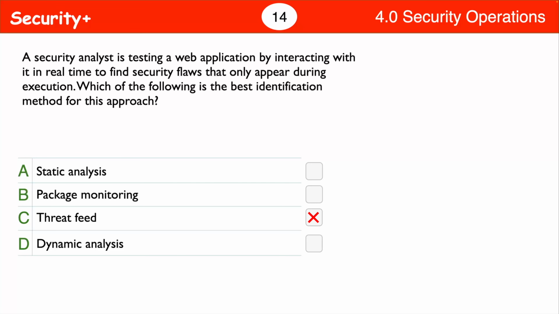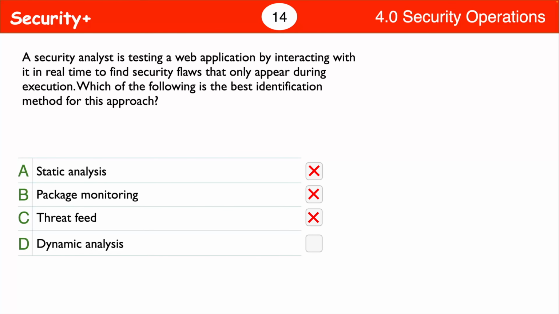Next, we can eliminate B, package monitoring. Package monitoring is wrong because it tracks software dependencies, not live application behavior. And finally, we can rule out A, static analysis.